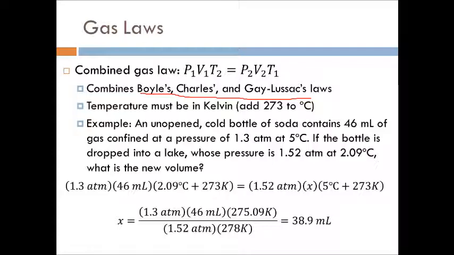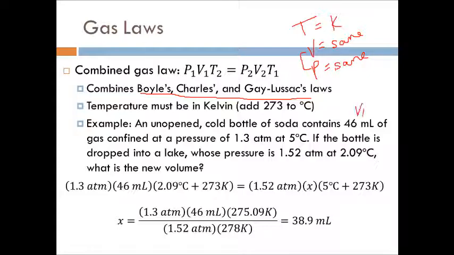An unopened cold bottle of soda contains 46 milliliters of gas confined at a pressure of 1.3 atmospheres at 5 degrees Celsius. If the bottle is dropped into a lake whose pressure is 1.52 atmospheres at 2.09 degrees Celsius, what is the new volume? One thing I want to mention real quick, I said that temperature had to be in Kelvin. For volume and pressure, all they need are the same units. So as long as they're in milliliters or liters, it doesn't matter what the units are for these two, as long as they're the same in both numbers.